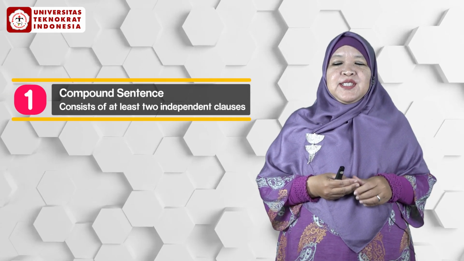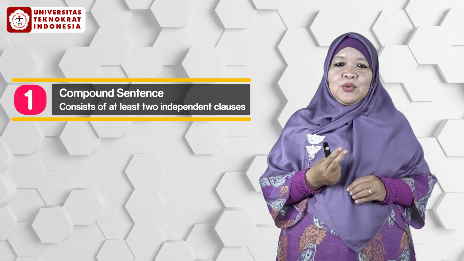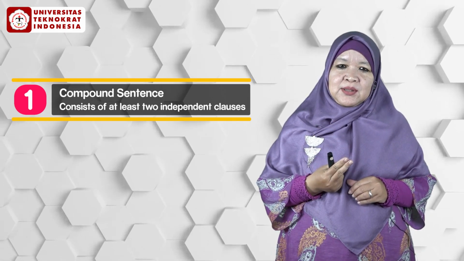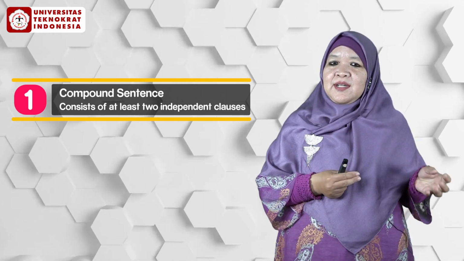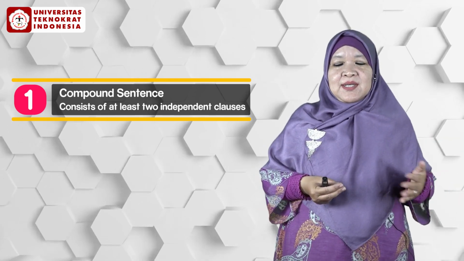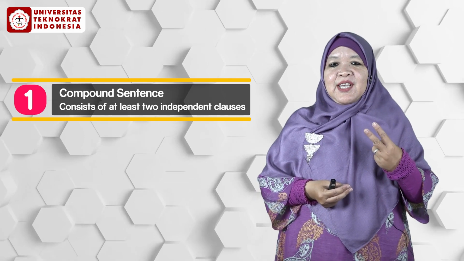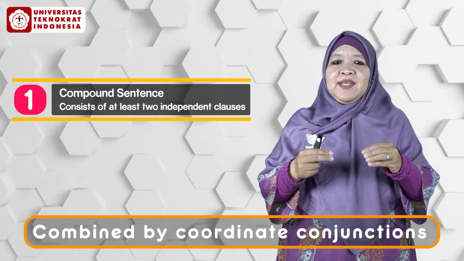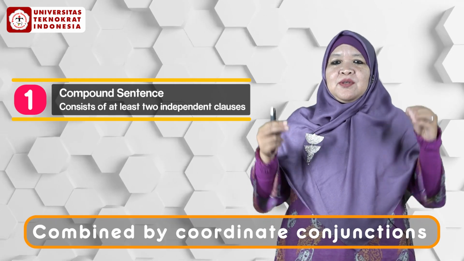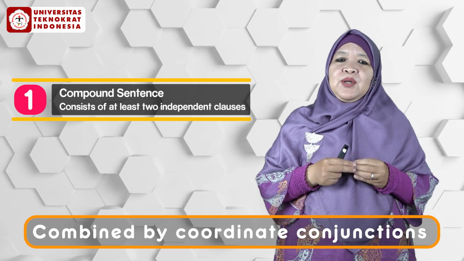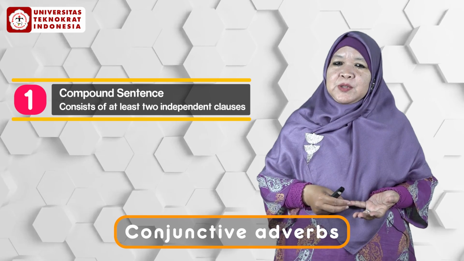In this sentence, it has at least two independent clauses. What are independent clauses? Clauses that can stand by themselves. Independent means free, can stand by itself. At least two, and then they are combined by a certain bridge, or words functioning as a bridge to combine them, something like coordinate conjunctions or conjunctive adverbs.